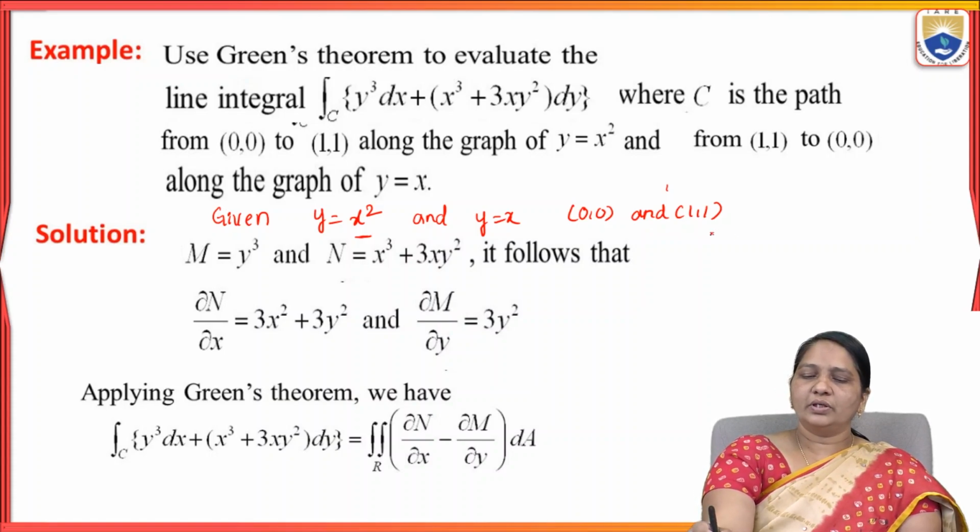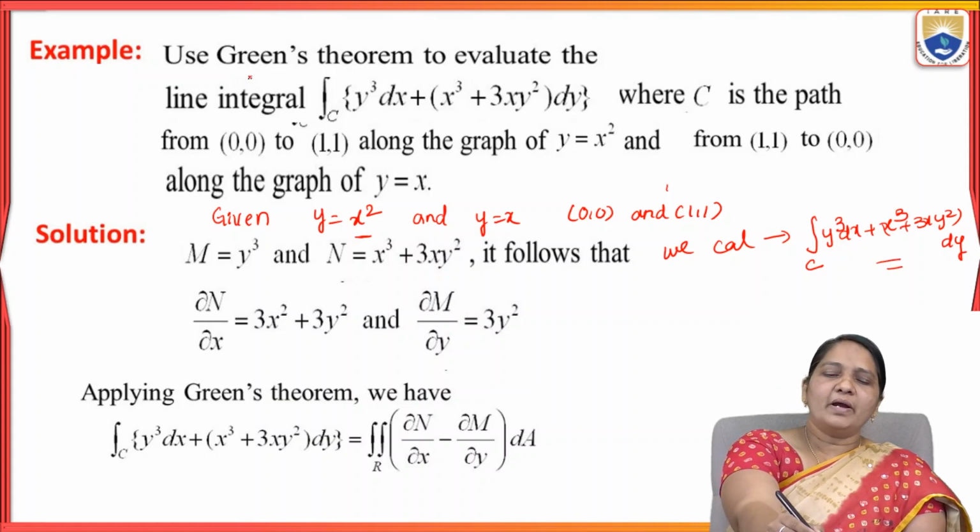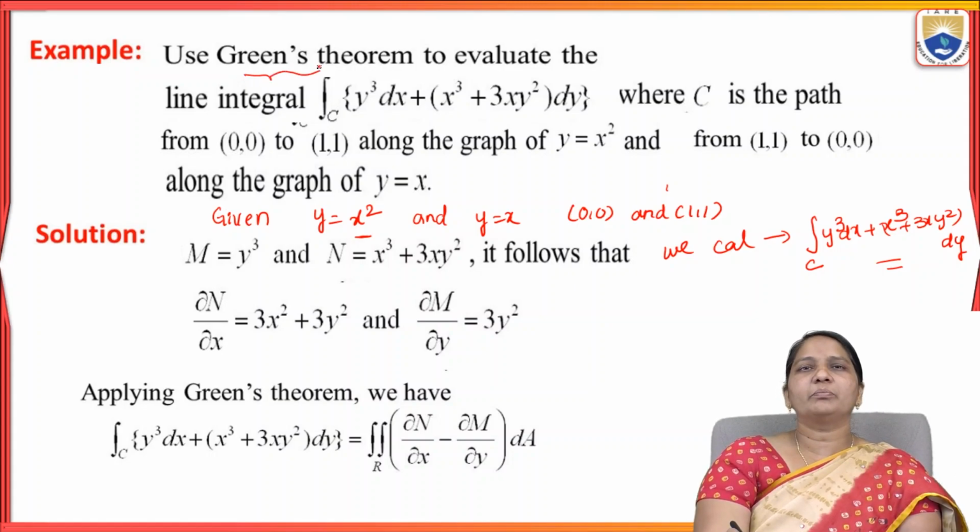Now what do we have to integrate? We have to calculate the integral over C of y cubed dx plus x cubed plus 3xy squared into dy. This value we are going to evaluate by using Green's theorem. That means we should know the statement of Green's theorem, so then only we can identify and calculate using it.